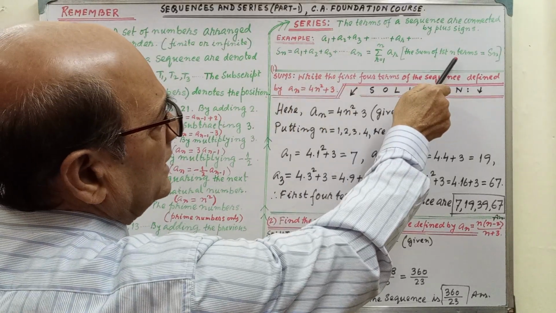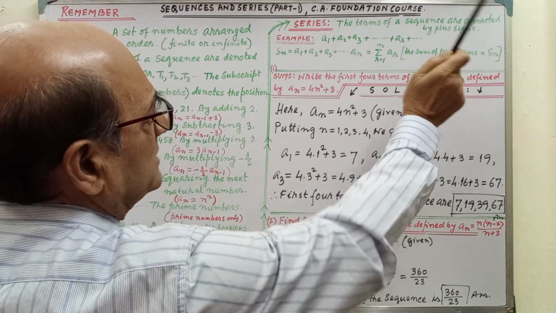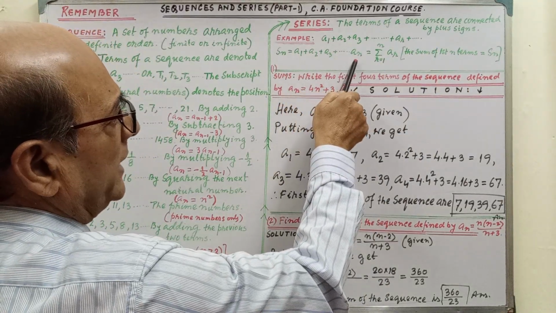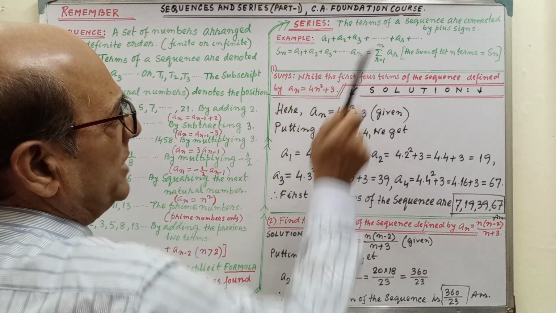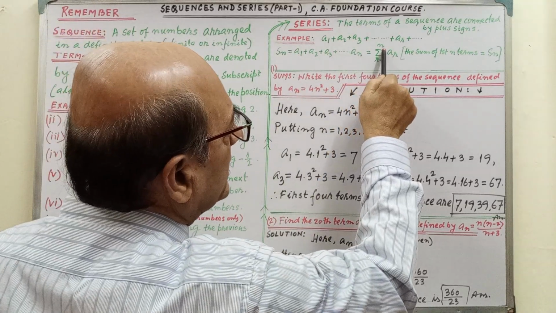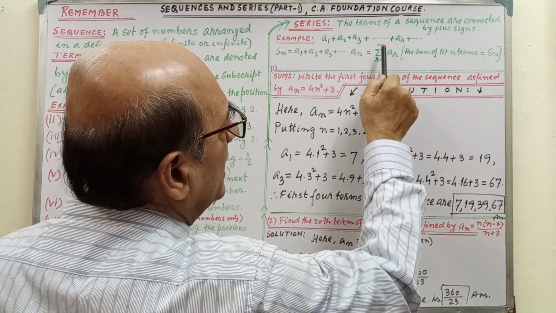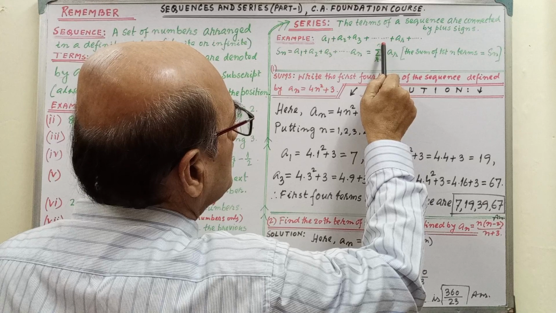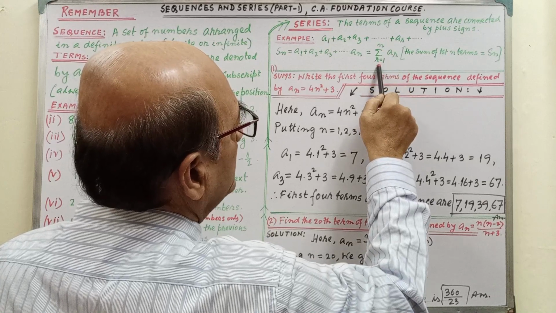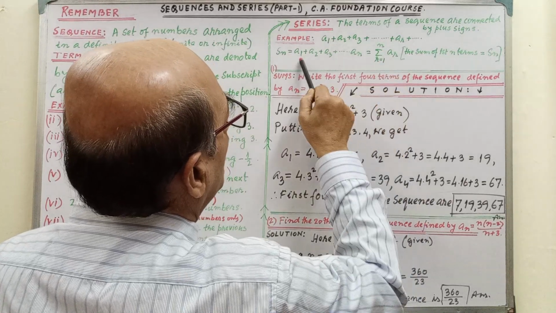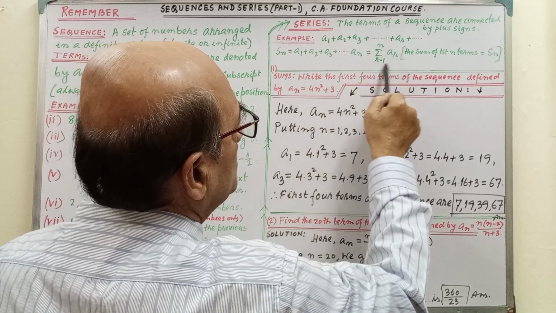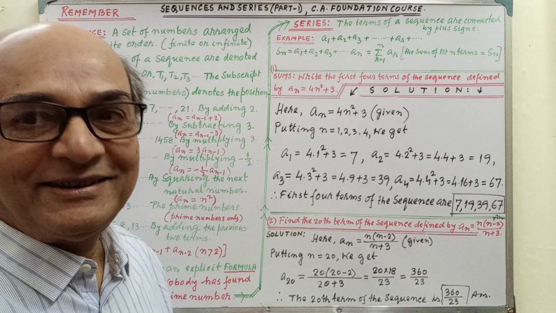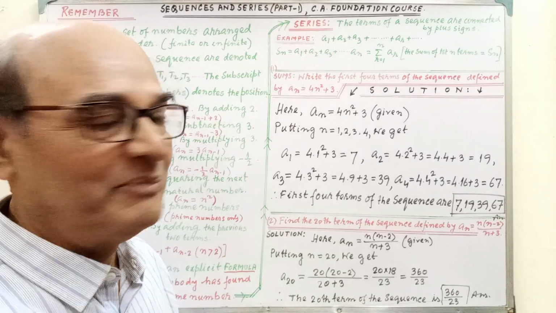S_n, that is the sum of first n terms. S_n equals a1 plus a2 plus a3 up to an. This is the summation. And this Greek letter, sigma, is the symbol of summation, n is the number of terms, and r equals 1, 2, 3. This is the symbolic representation of the summation. I think it is clear. You have to remember this.